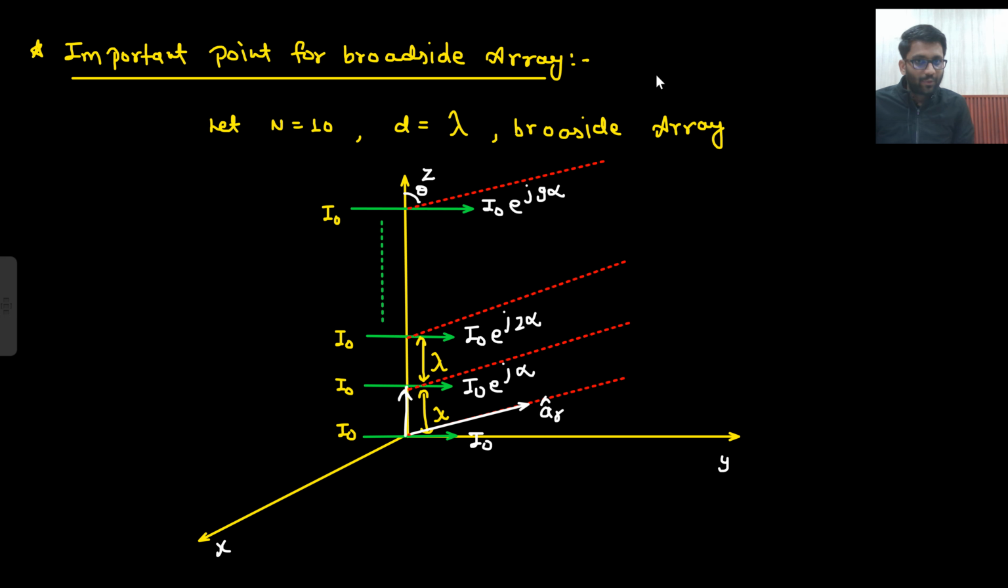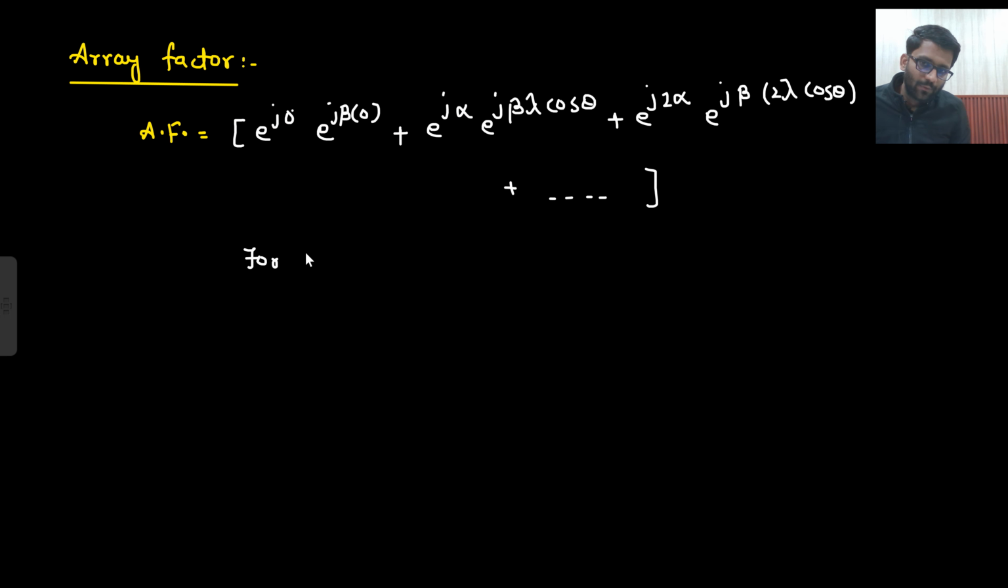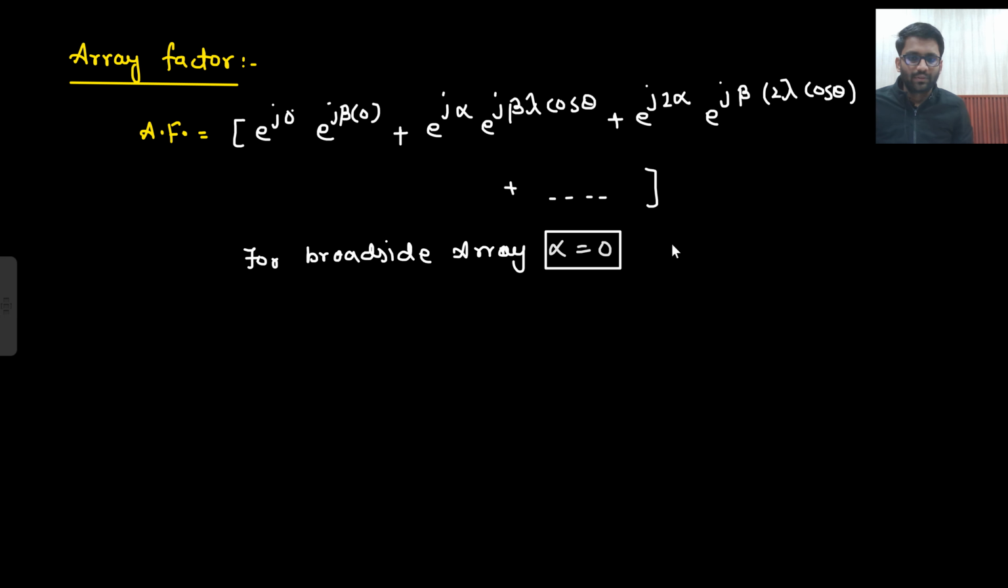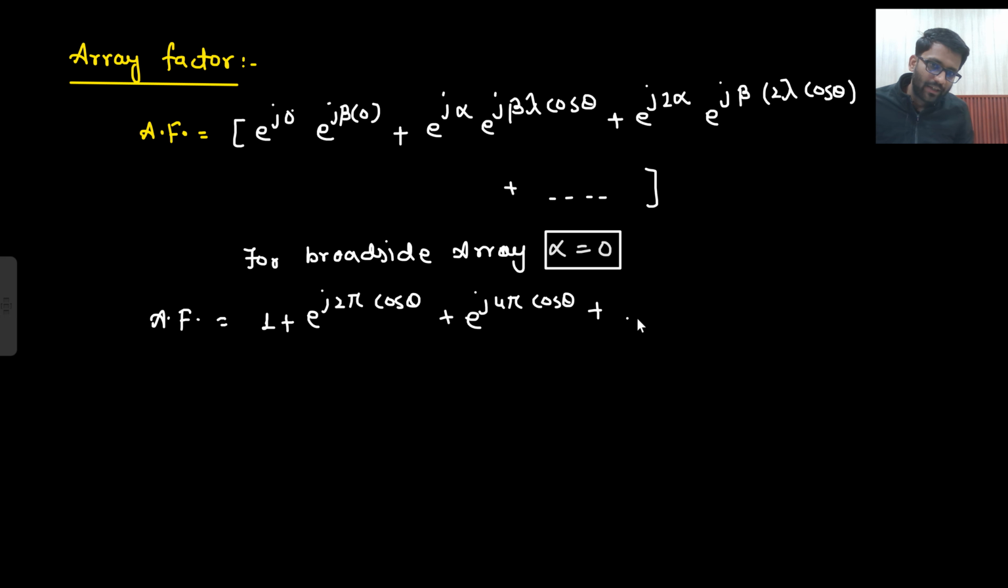Now what is given? It is given as a broadside array. So for broadside array, what is the condition? That alpha should be equal to 0. So I put alpha equal to 0, and what I am getting? My array factor comes out to be 1 plus e to the power j 2 pi cos theta plus e to the power j 4 pi cos theta. In that manner it will keep on going. So e to the power j, here it would be 18 pi cos theta, because this is twice, then 9, yeah, 18 pi. Basically this is how the array factor will look.